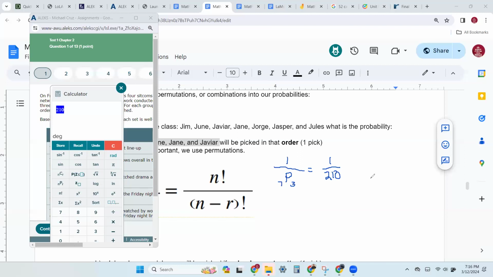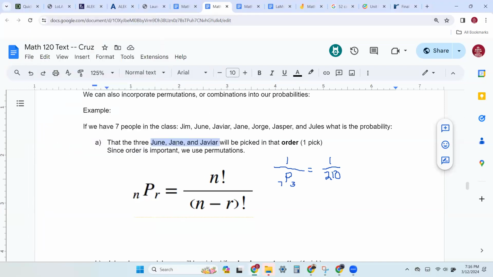So this one pick right here, the pick of June, Jane, and Javier, in that order, there's only one of those, so that's why there's a 1 up here. And the way that 3 can be picked out of 7 is given by this permutation, 7P3, and then that gives us 1 over 210.